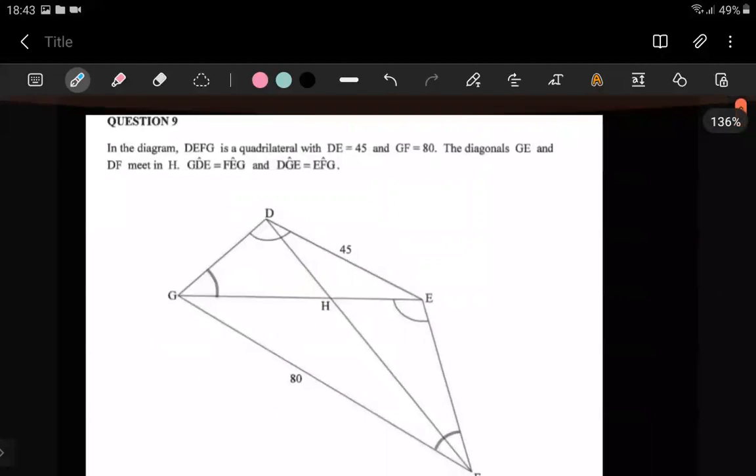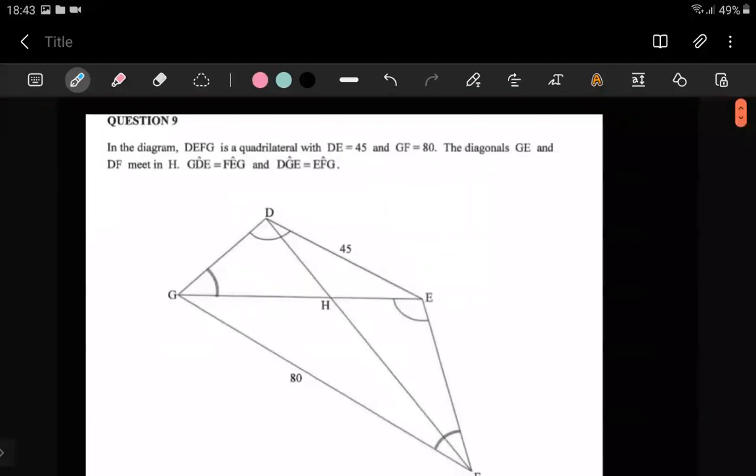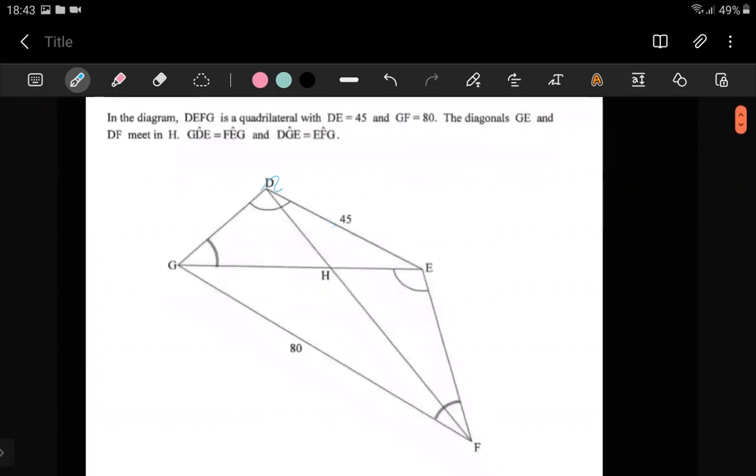There's no circle here, which is fine. It doesn't necessarily make it anything special. It says in the diagram D, E, F, G. So there's D, E, F, and G. It's a quadrilateral. Now, as we can see, they told us that this is 45, this is 80, and then they say there are diagonals that meet at H. There's DF and GE, they meet at H.